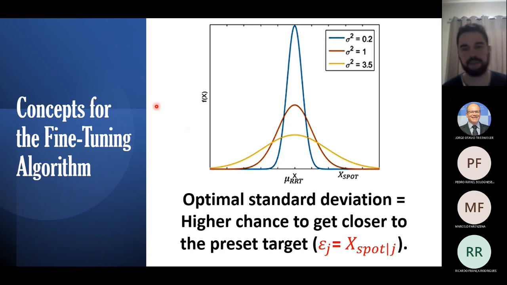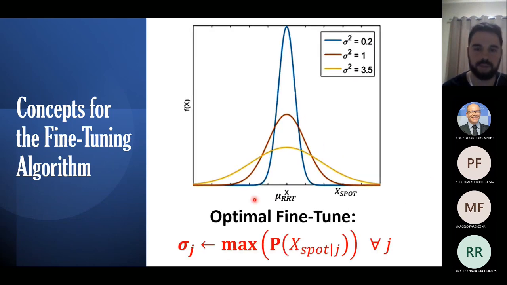So the optimal standard deviation for each normal uncertainty is the one that has the higher chance to get closer to the preset target. It can be mathematically illustrated by this equation and by this equation here. So your optimal fine-tune for each uncertainty J will be the one that maximizes the probability of generating X spot for that uncertainty J, because each uncertainty will have your X spot, okay? Your individual influence for all J's.